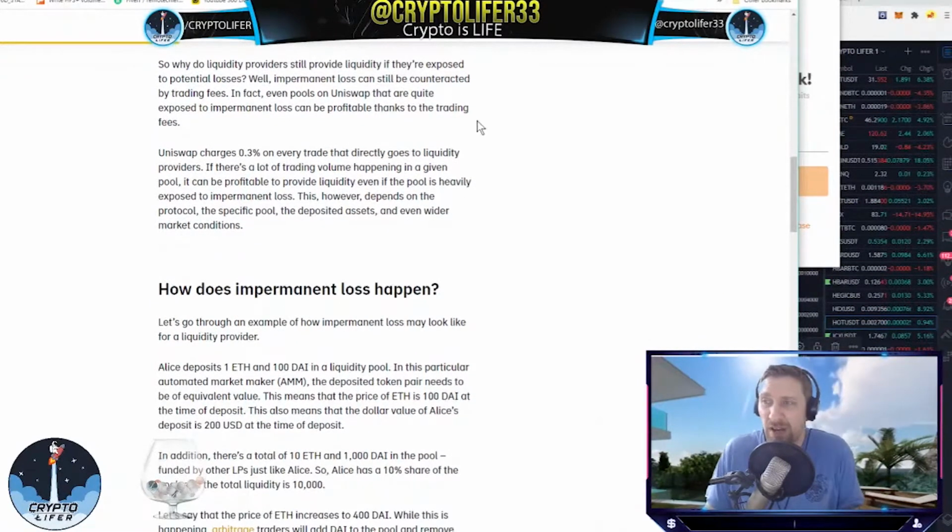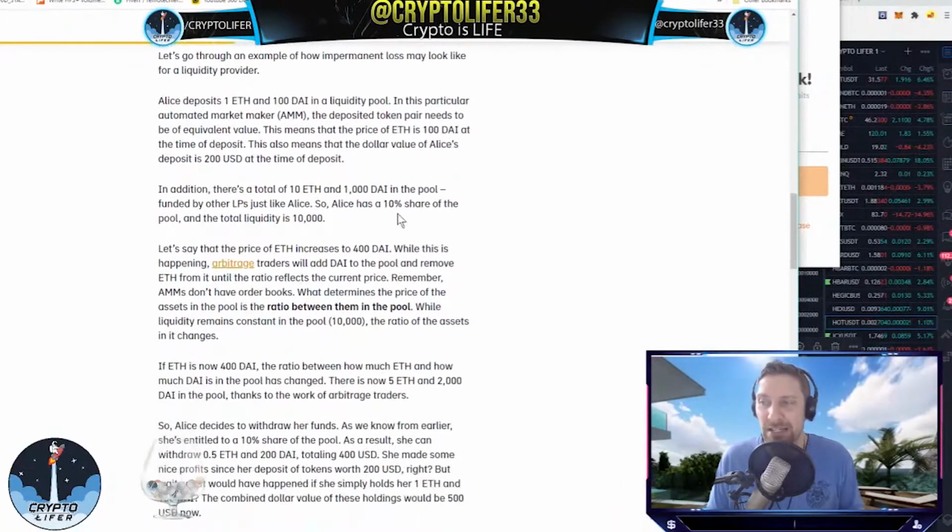So why do liquidity providers still provide liquidity if they're exposed to potential losses? Well, impermanent loss can still be counteracted by trading fees. In fact, even pools on Uniswap that are quite exposed to impermanent loss can be profitable thanks to the trading fees. Uniswap charges 0.3% on every trade, and that directly goes to liquidity providers. If there's a lot of trading volume happening on a given pool, it can be profitable to provide liquidity even if the pool is heavily exposed to impermanent loss. This, however, depends on the protocol, the specific pool, the deposit of assets, and even wider market conditions.